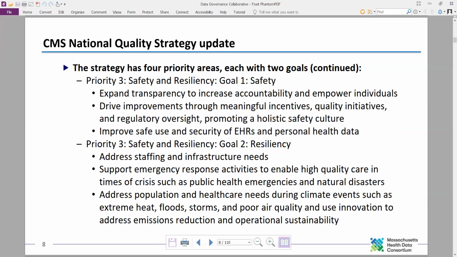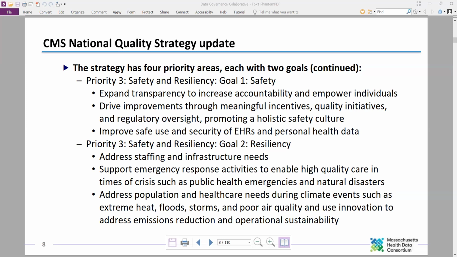Safety and resiliency. So for the safety, it's primarily transparency and accountability, and using both incentives, carrots and sticks. But they also put in this section a discussion around safe use and security of EHRs and PHI. So underneath safety, they're including both traditional patient safety and data safety, basically, and data protection. So I thought that was interesting and a good sign.